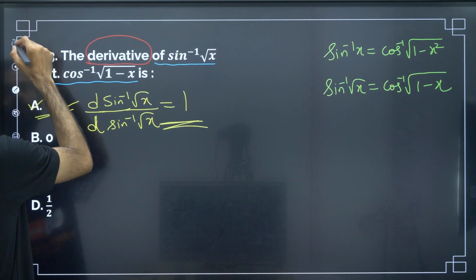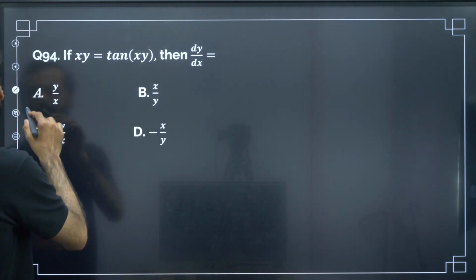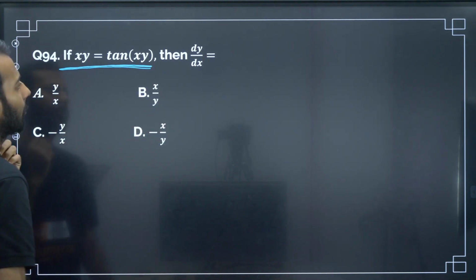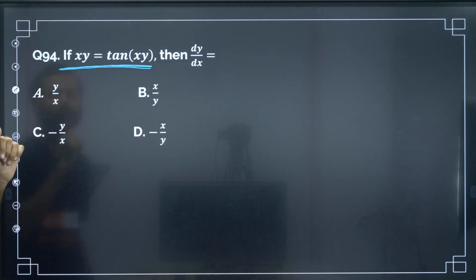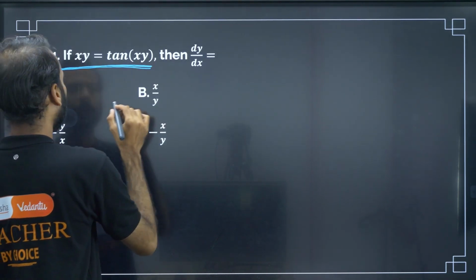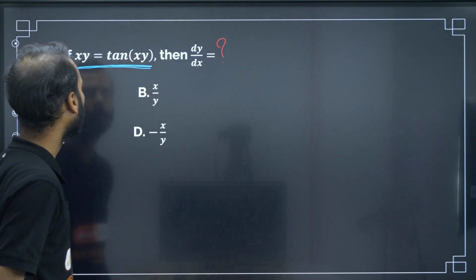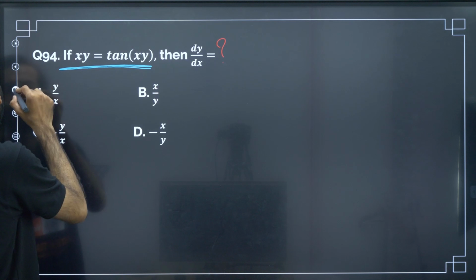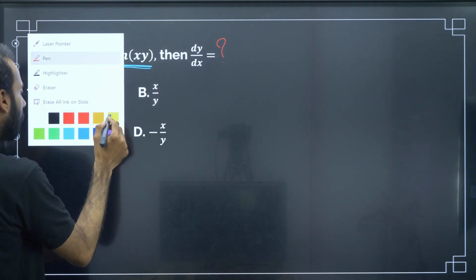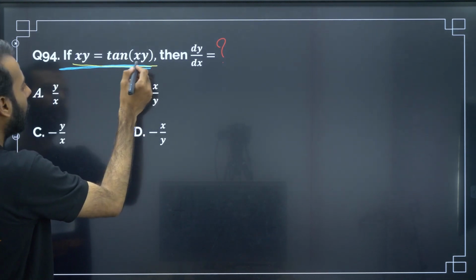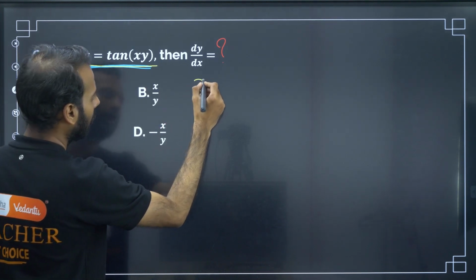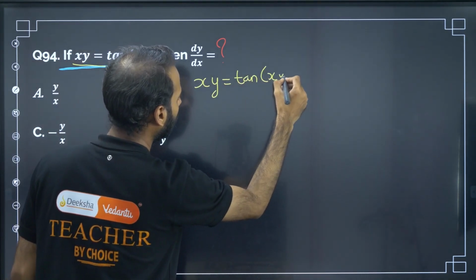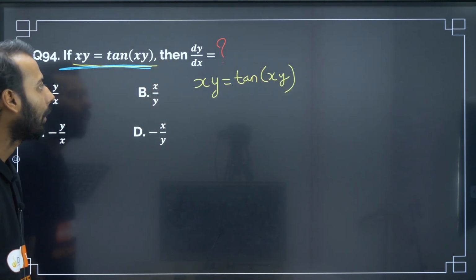Moving on to the next question. If xy is equal to, some information they have given, then dy by dx is what? The question is dy by dx is equal to what? They have given some equation and they are asking to find this. Now how to solve this question? Let me consider this: xy is equal to tan of xy.